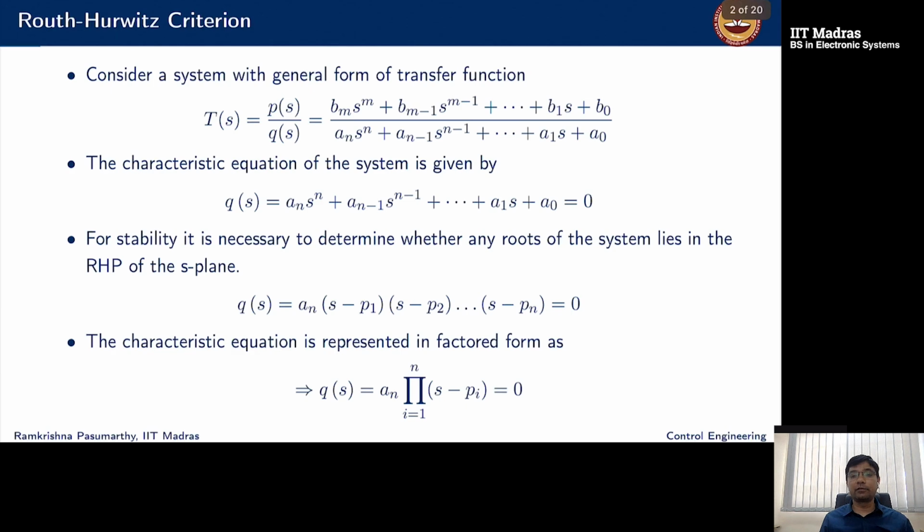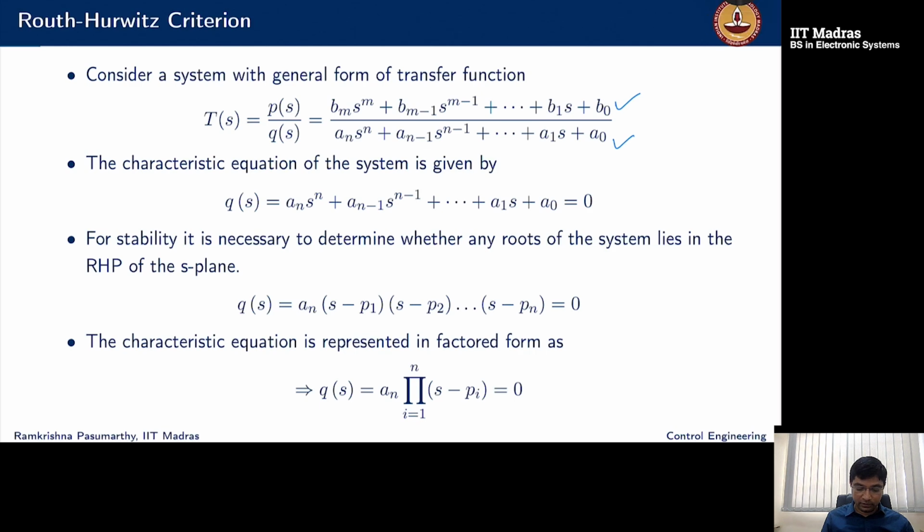Towards the end of the lecture, we'll also look at a bit of the historical context of this, of how everything related to poles came into being, how the theory evolved, how the first stability theory was devised, and so on. So a general transfer function will have a polynomial in the numerator and a polynomial in the denominator.